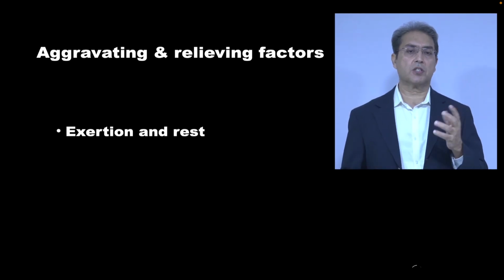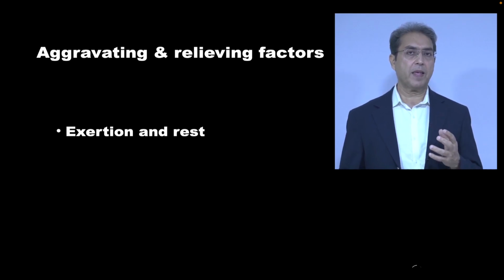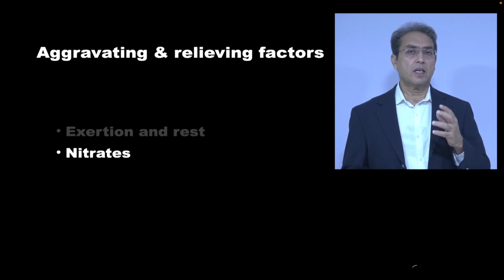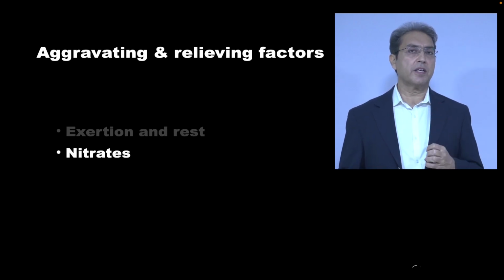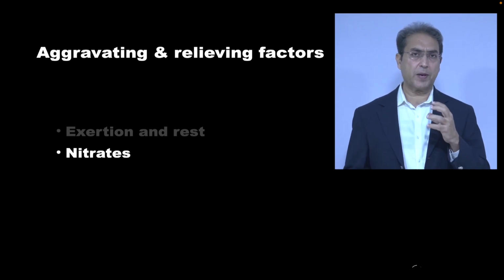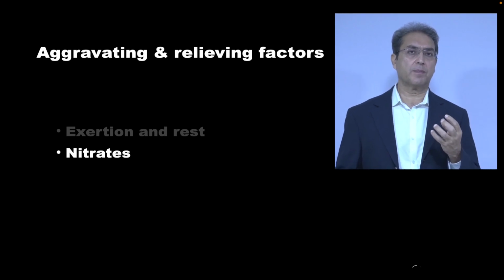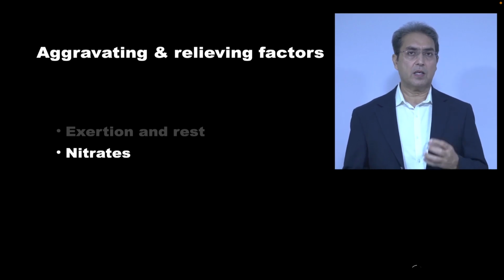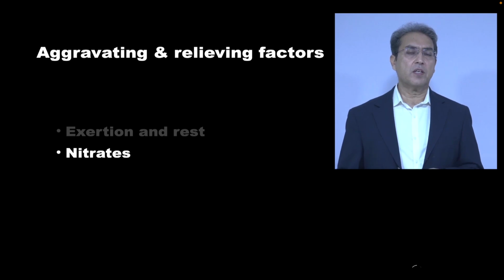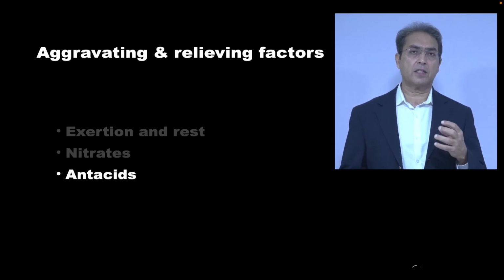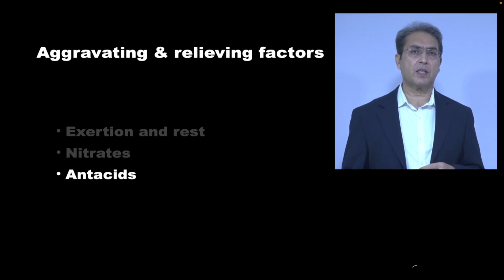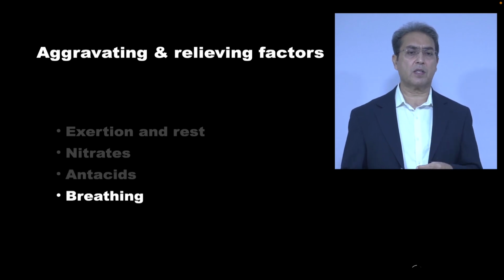And then we see aggravating and relieving factors. Most important is what is the relationship with exertion and rest. Pain which comes on exertion and improves with resting is pain of ischemic heart disease. And then if the pain is relieved with nitrates, most likely it's a pain of ischemic heart disease. Sometimes the pain of esophageal spasm can also be relieved with nitrates, because if there is spasm in the smooth muscles of the esophagus, there may be relief with nitrates. Then antacids, they relieve the pain of peptic ulcer disease, that is esophagitis and peptic ulcer.